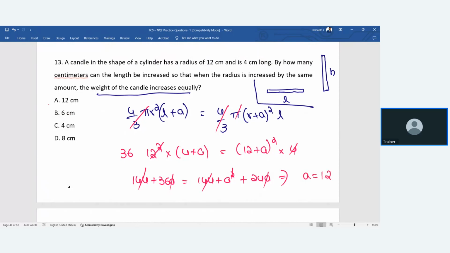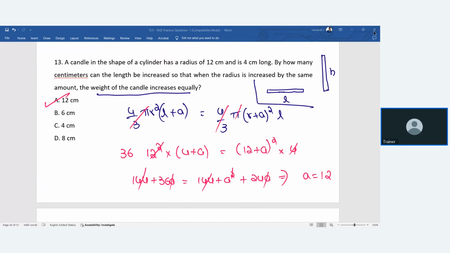So if we increase length by 12 or radius by 12, it is not disturbing the weight. Any one among that, not both. If length increased by 12 or radius increased by 12, it is not disturbing the answer. That is what you have to understand from the given question. Right? Okay. Now see the other question. Hope you understand this, right?